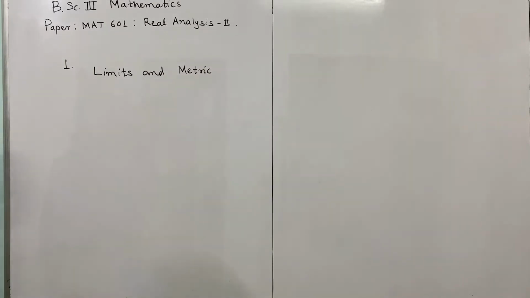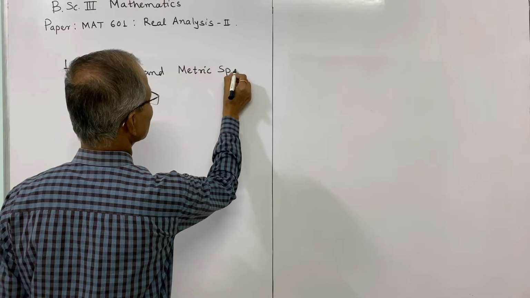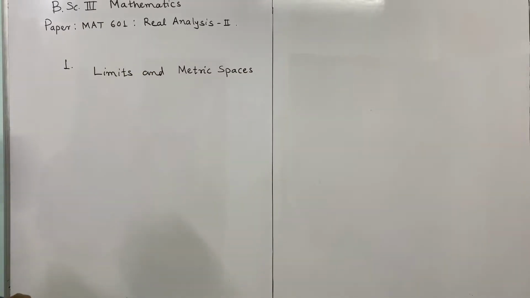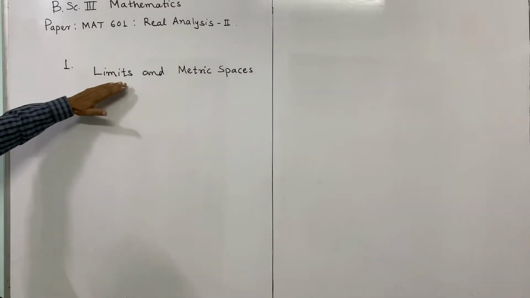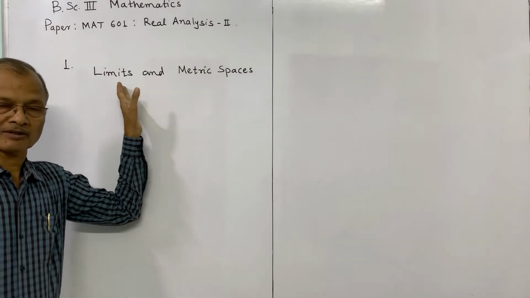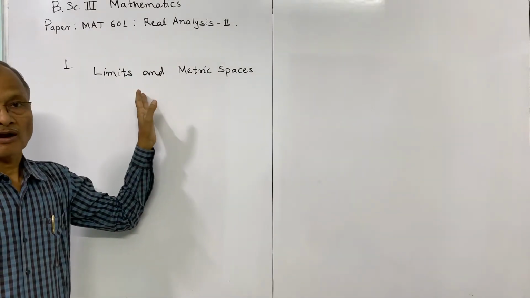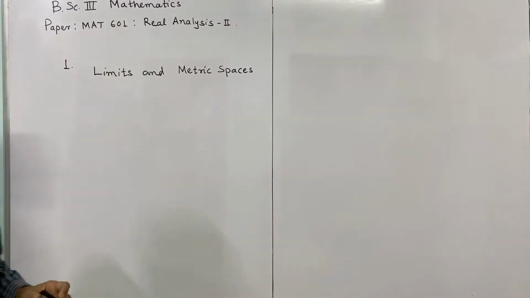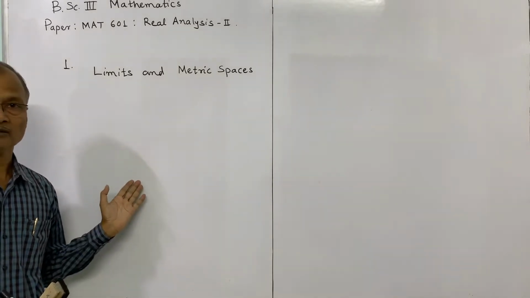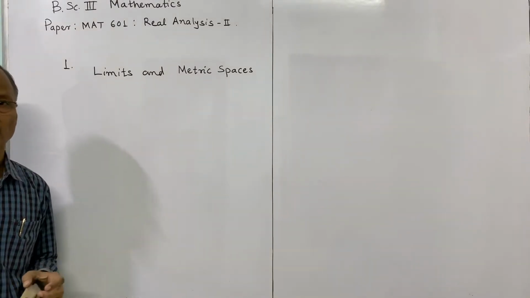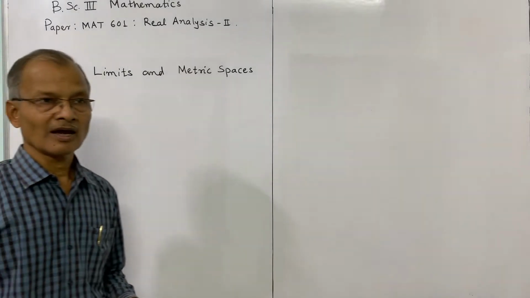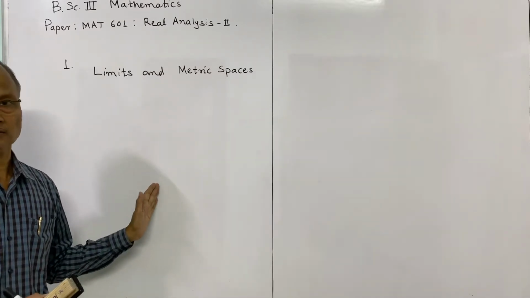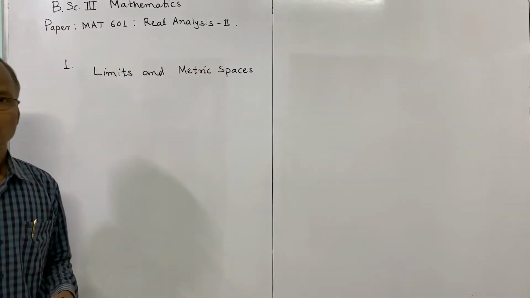Limits and metric spaces is the first chapter. And see, limits usually we have studied earlier. Limit of a function, limit of a sequence, that we have studied. What is the new concept we are going to study is metric. And a metric system roughly means a measurement system. Metric is a measurement or which measures, and roughly we are considering distance. Metric is a distance function defined differently for different sets.